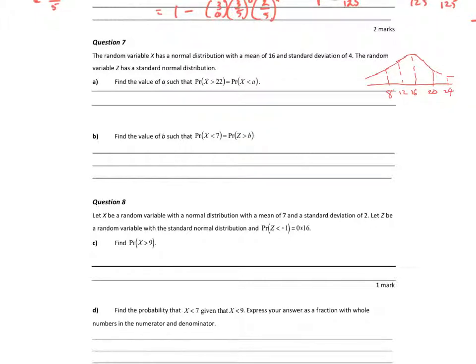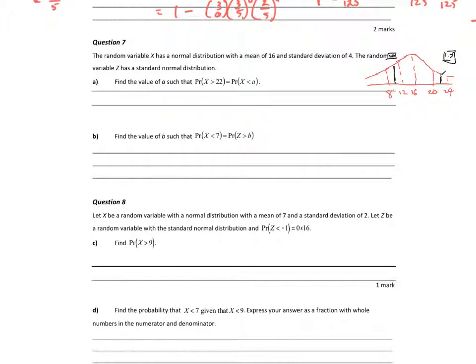And Z has a standard normal distribution. Find the value of A such that the probability that X is greater than 22, which is here, is equal to the probability that X is less than A. So I think straight away, hopefully, that's 4 plus 4, that's halfway. So I reckon it's going to be 1.5. So I've got to find an equivalent spot back here, which is going to be sort of halfway between, isn't it? So I'm thinking 10 should be our answer.